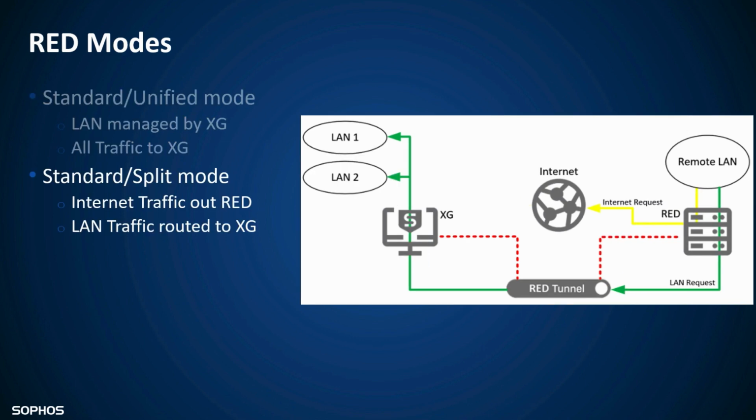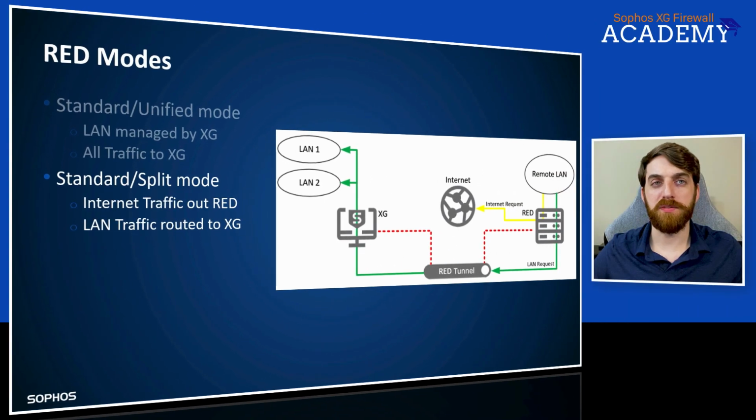The other method is standard split mode. This is where the internet traffic will go out the RED device itself. It will NAT out the public IP that is provided on its WAN side, and then take all of the LAN requests and send them across the RED tunnel to the XG. This is for when you don't really need to provide any security on that internet traffic, or bandwidth is a limitation there, and you just want to utilize the local internet to offload all of that.